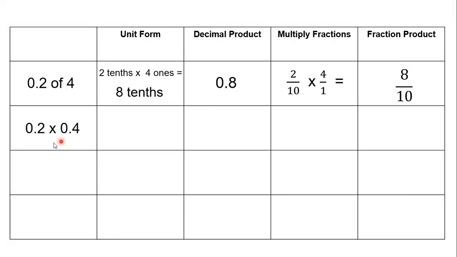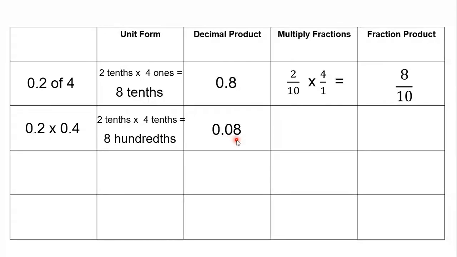Now we have 0 and 2/10 times 0 and 4/10. So we can write this in unit form as 2/10 times 4/10. 2 times 4 is 8, and tenths times tenths is hundredths. So our answer is 8/100, which can be rewritten as 0 and 8/100.